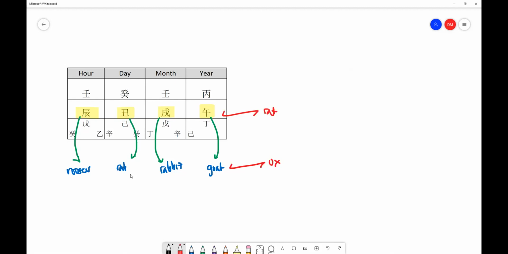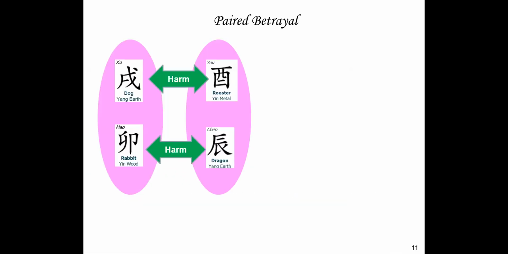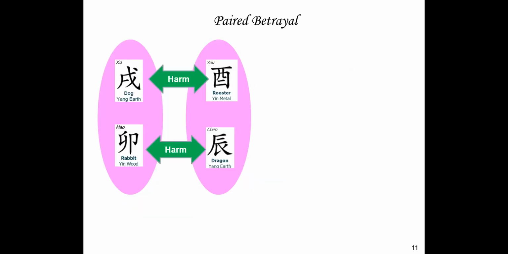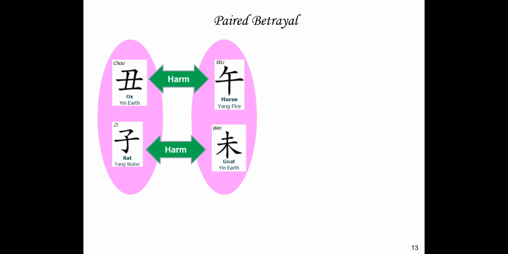Okay? Can we see that? Let's see this. So in that case, with all these betrayals, you can group them together into what we call pet betrayal. And now here comes the pet betrayal. The pet betrayal that I've just talked about is this pair.